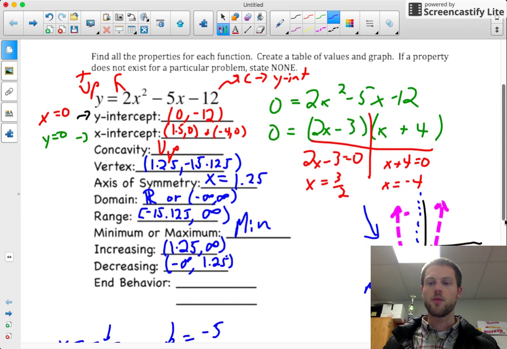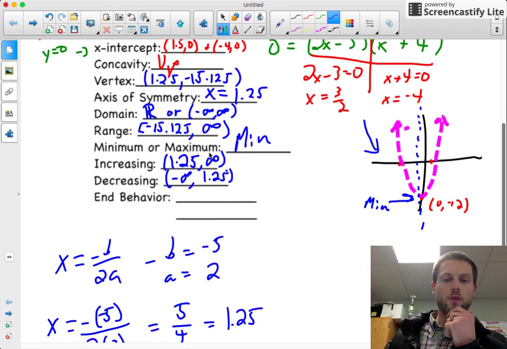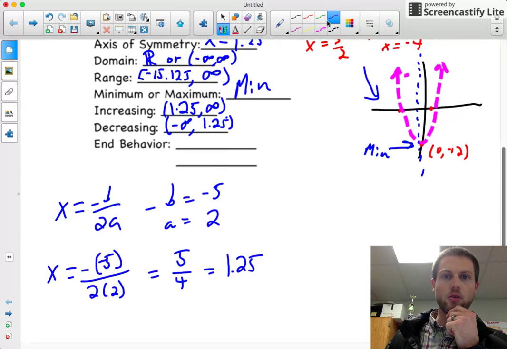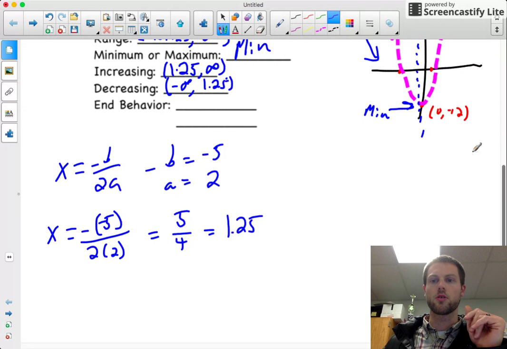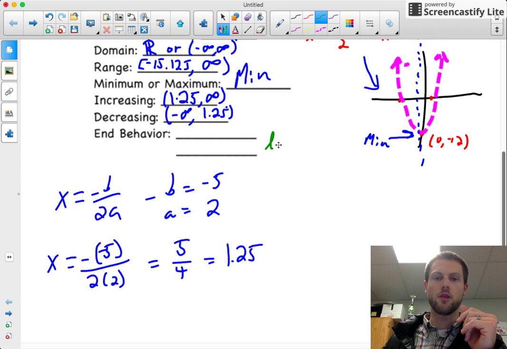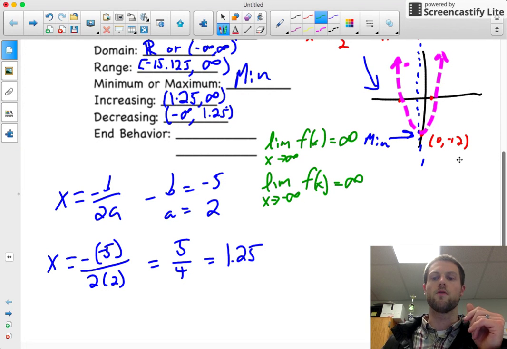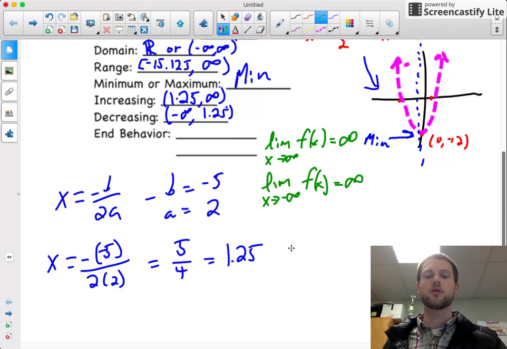And finally, for the end behaviors, I'm kind of hiding this graph a little bit here. Here's my graph. For the end behaviors, I'm going to put that in green, right over here. Now, the limit as x goes to infinity of my function f of x. As I go forever in the x direction, my y values are going up to infinity. So the end behavior on both sides of this, as x goes to negative infinity, I'm also going towards positive infinity. Those are all the properties of this quadratic.